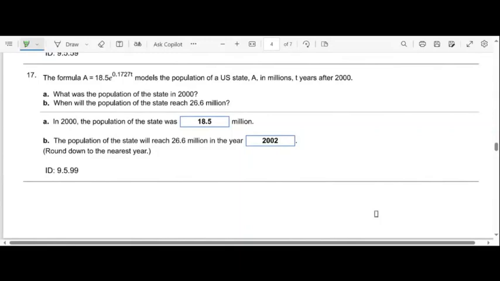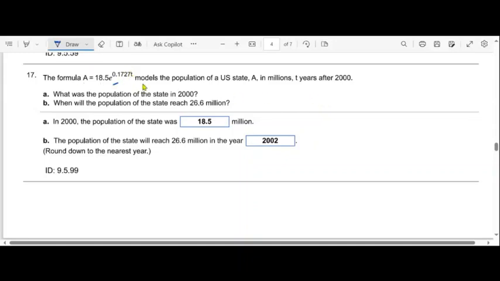Number 17. The formula A equals 18.5 e to the power of 0.1727 t models the population of the US state A in millions, t years after 2000. A, what is the population of the state in 2000? B, when will the population of the state reach 26.6 million?